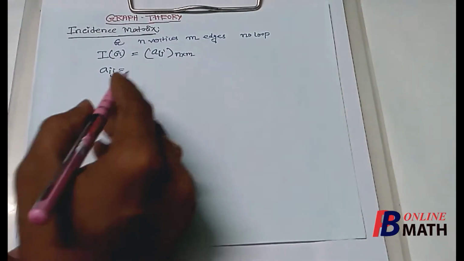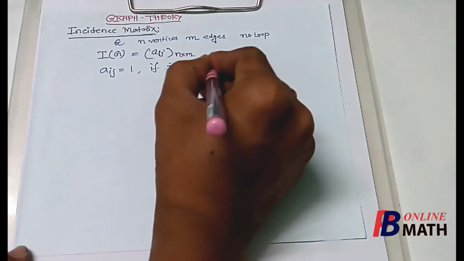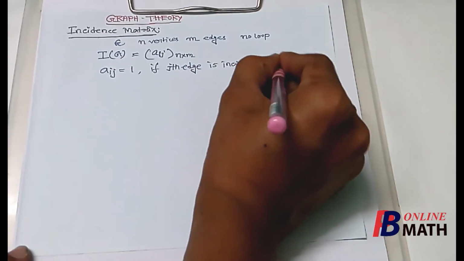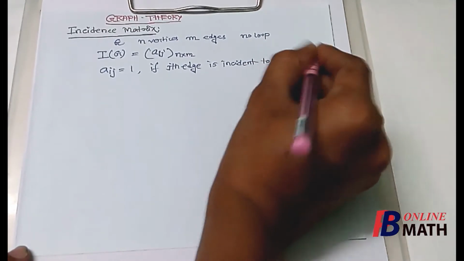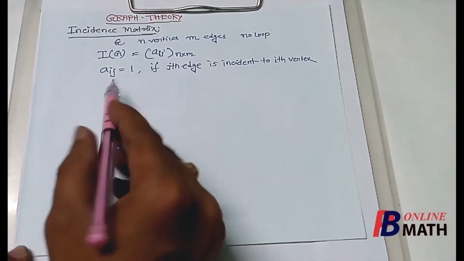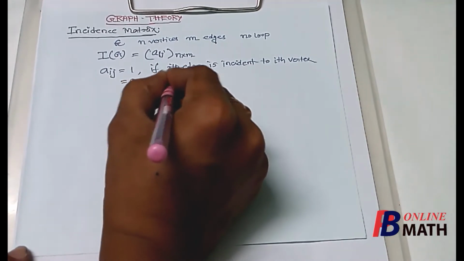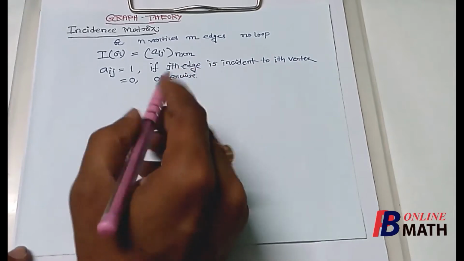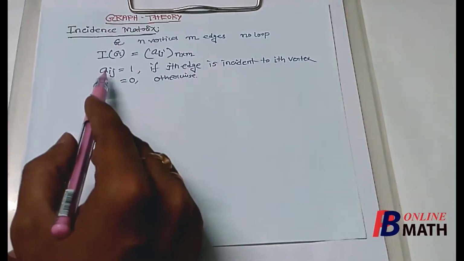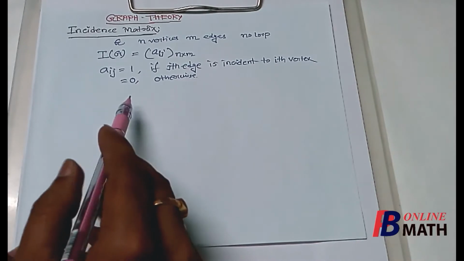We shall put Aij equal to 1 if jth edge is incident to ith vertex. If jth edge is incident to ith vertex, then we shall put Aij equal to 1. Otherwise we shall put Aij equal to 0. If the jth edge is not incident to the ith vertex, then we shall put Aij equal to 0. So this is the definition of incidence matrix.